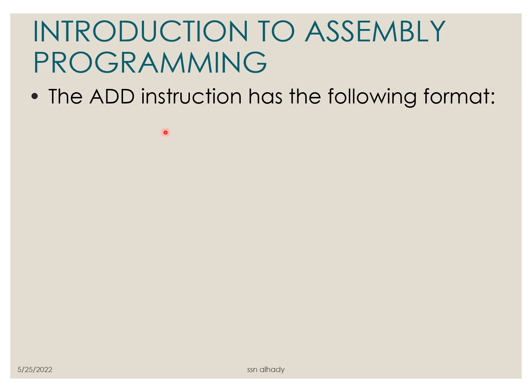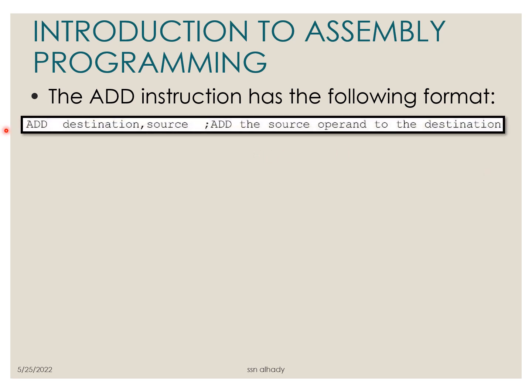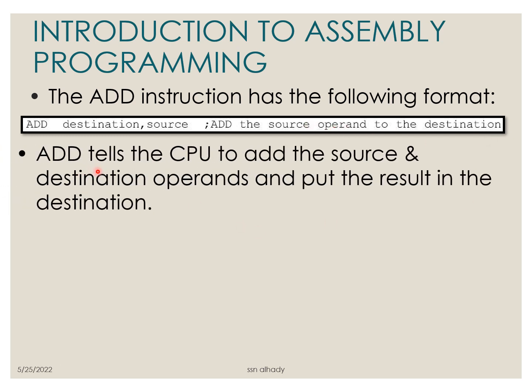Now we look at the add instruction. Okay, this is the format of the add instruction. You have add destination, source. Add the source operand to the destination, where the source operand will remain unchanged. Add tells the CPU to add the source and destination operands and put the result in the destination.